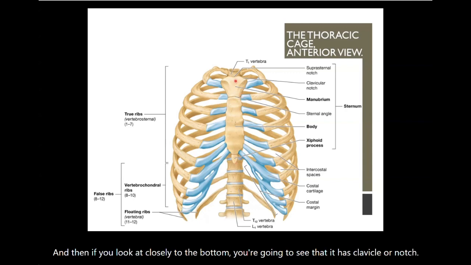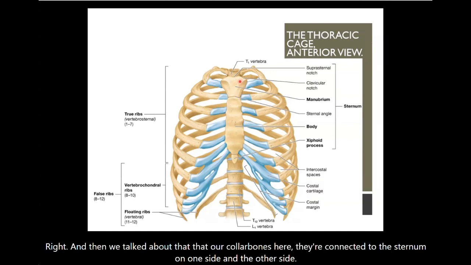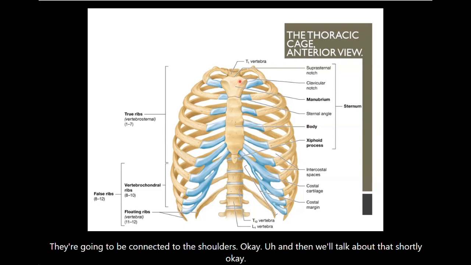And then if you look closely at the manubrium, you're going to see that it has a clavicular notch. So it means that it has a notch. The clavicles are going to be connected to the sternum, right? And then we talked about that our collarbones here, they're connected to the sternum on one side, and on the other side, they're going to be connected to the shoulders, okay? And then we'll talk about that shortly, okay?